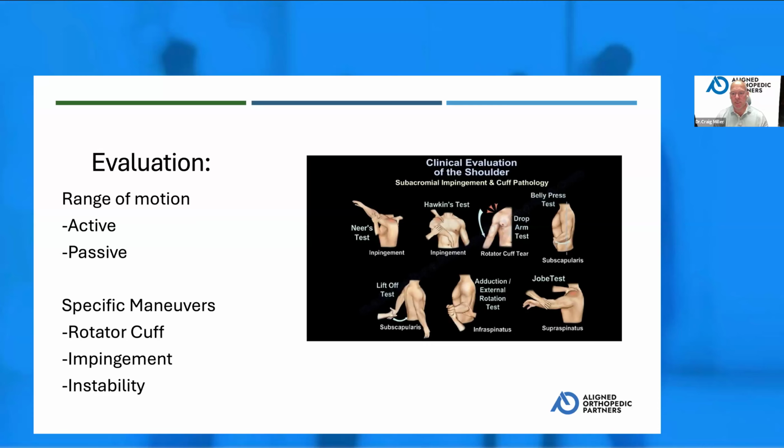So these are all tests we're going to do. We're going to check ranges of motion. I'm going to ask you to lift your hands up in the air. I'm going to ask you to rotate your arms out to your side. I'm going to ask you to put your hands behind your back. Those are the three basic motions of the shoulder. We call them elevation, external rotation, and internal rotation.